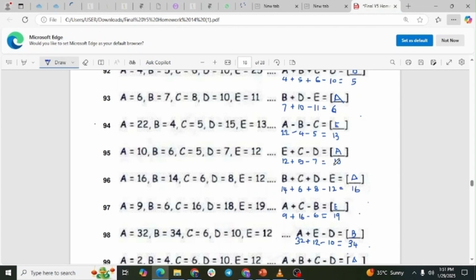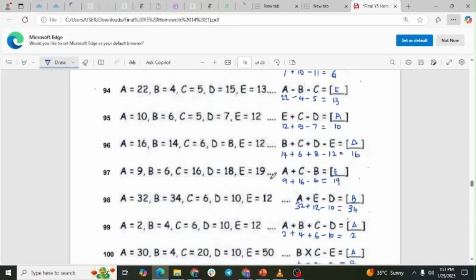Correct answer. A. Explanation. Substitute the values. 12 plus 5 minus 7 equals 10. The result corresponds to A equals 10. Question 96. Calculation. B plus C plus D minus E equals? Where B equals 14, C equals 6, D equals 8, E equals 12.